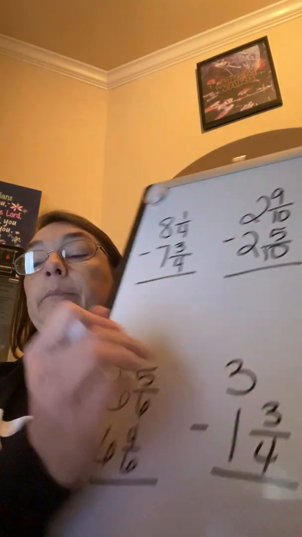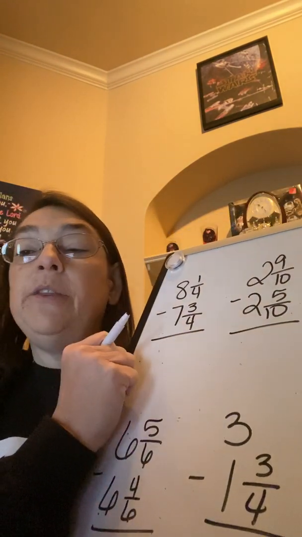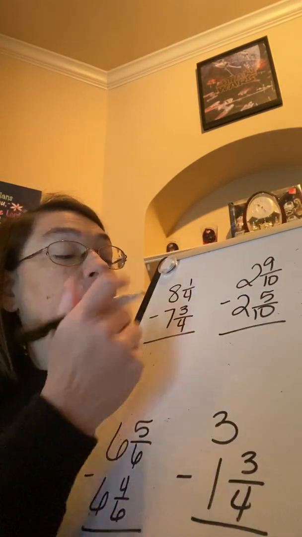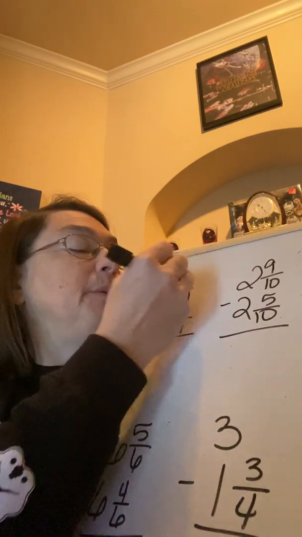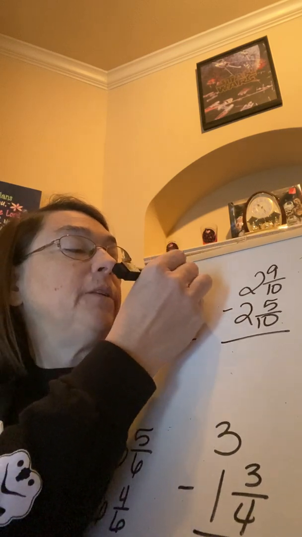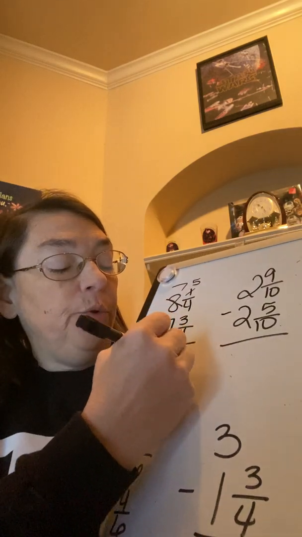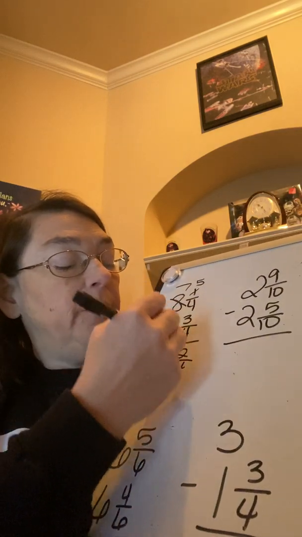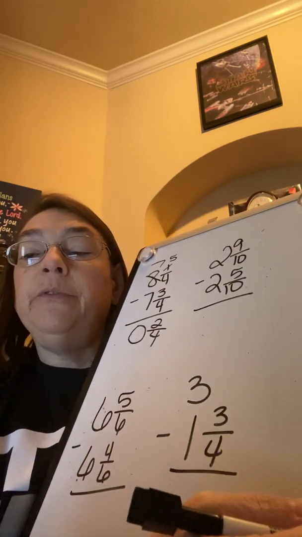All right. So number 9. Number 9 says 8 and 1/4 minus 7 and 3/4. I can't take 3 away from 1, so I have to regroup. This becomes a 7. I add 4 to that 1. 4 plus 1 is 5. So 5 minus 3 is 2 over 4. 7 minus 7 is 0. So I get 2/4. 2 over 4.